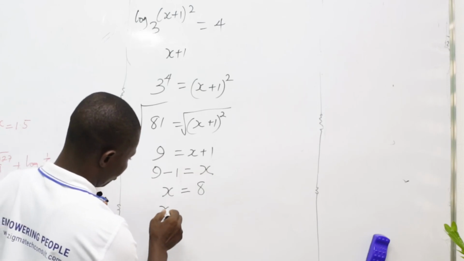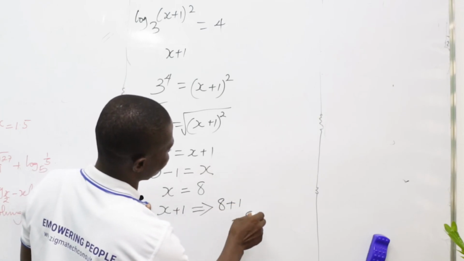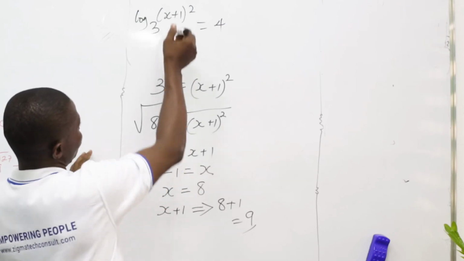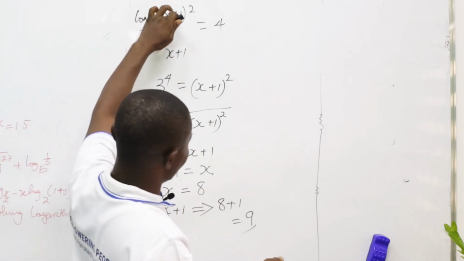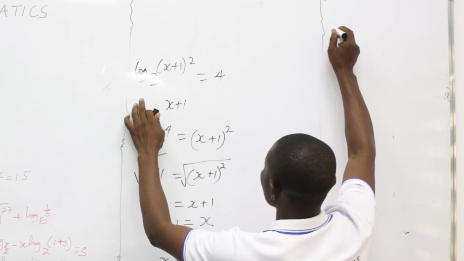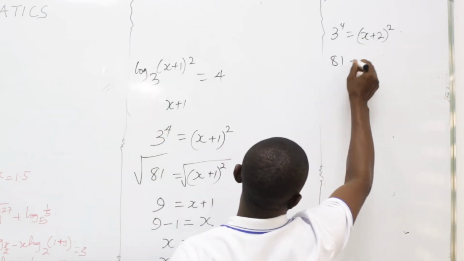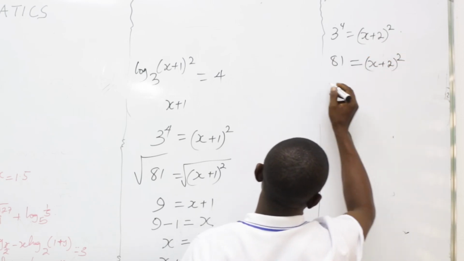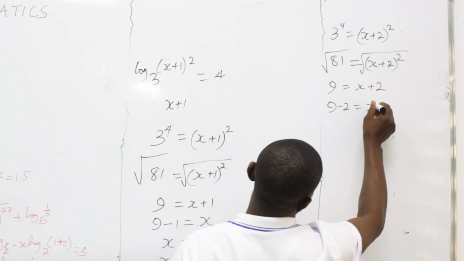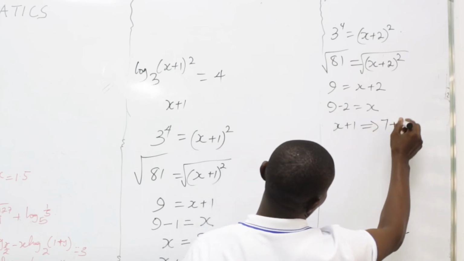So the value of x plus 1 implies 8 plus 1, which is what? 9. So if the value here is another number, like the one in the Exam Guide, which is 2, it's still the same process we are going to follow, meaning 3 power 4 equals x plus 2, all power 2. It's the same thing you are doing. You take the square root of both sides, 9 equals x plus 2. So 9 minus 2 equals x. So x plus 1 implies 9 minus 2 is 7, plus 1 equals 8.